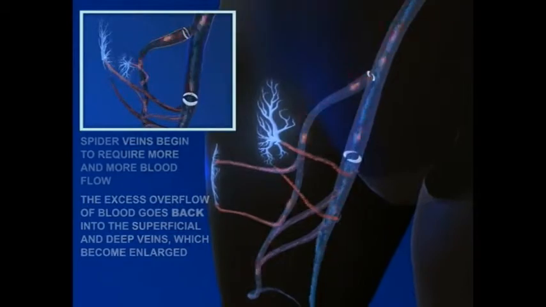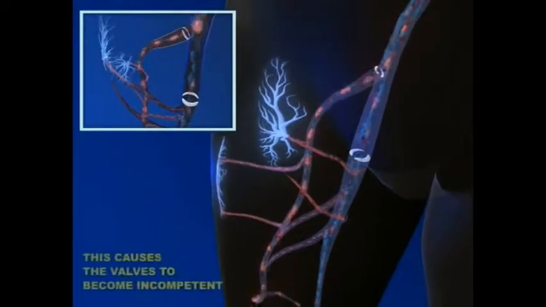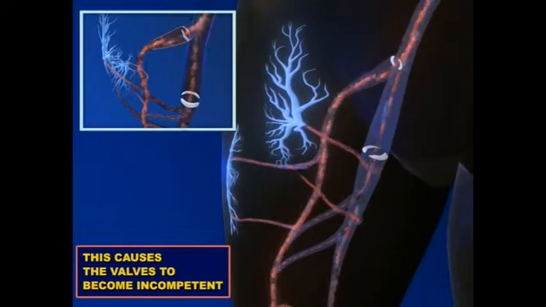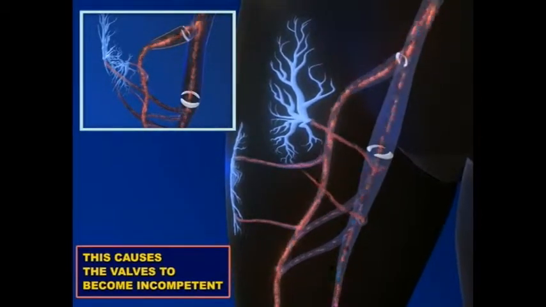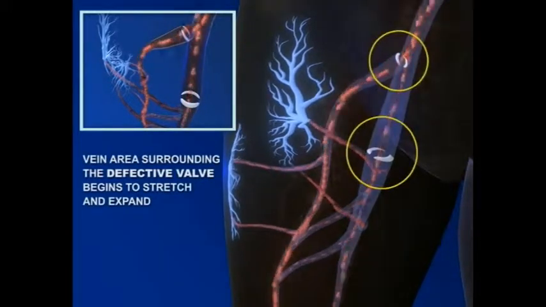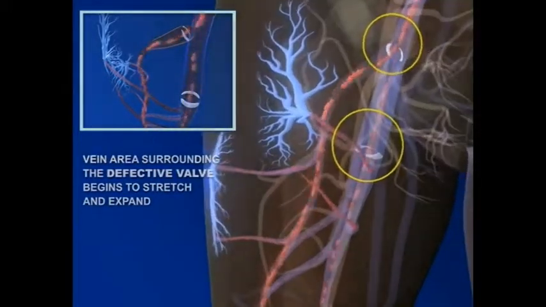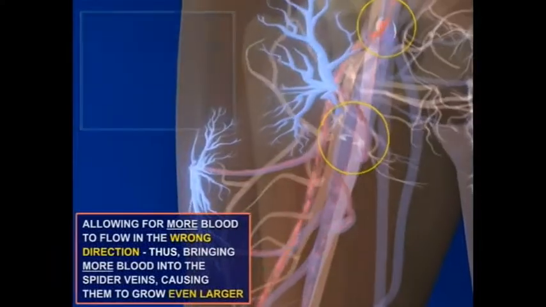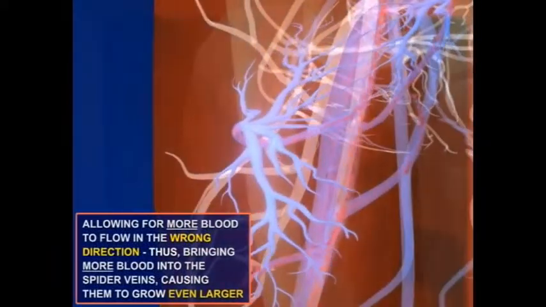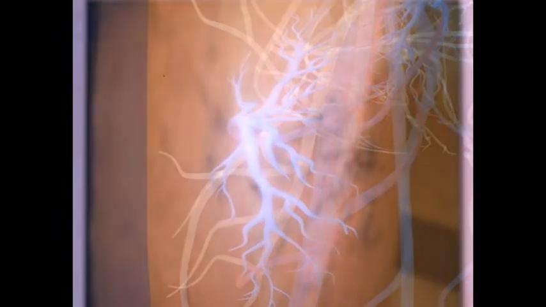Scenario 2. In this scenario, there are pre-existing or untreated spider veins. These veins are receiving blood from the deep veins and over a period of time start to require more and more blood flow. This excess overflow of blood goes back into the superficial and deep veins in ever-increasing volumes, thus enlarging these veins, which eventually start to stretch and cause the valves to become incompetent.